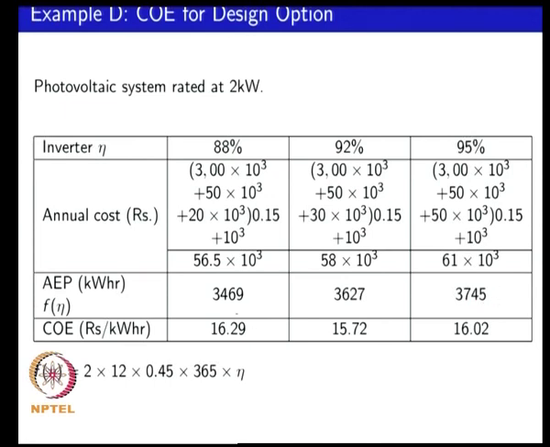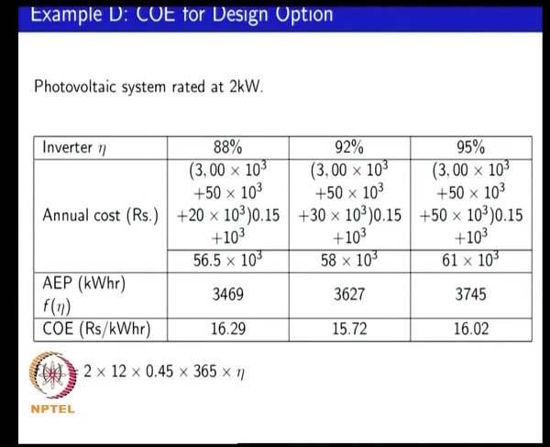Then you do the cost of energy calculation, you get 16 rupees 29 paisa for option 1, 15 rupees and 72 paisa for option 2, 16 rupees and 2 paisa for option 3. So, if you are looking at the lowest cost of energy, you would find that just going with the lowest cost unit or the highest performance unit may not be the most appropriate. Something appropriate might be what gives you the most value for the technology that is being introduced.